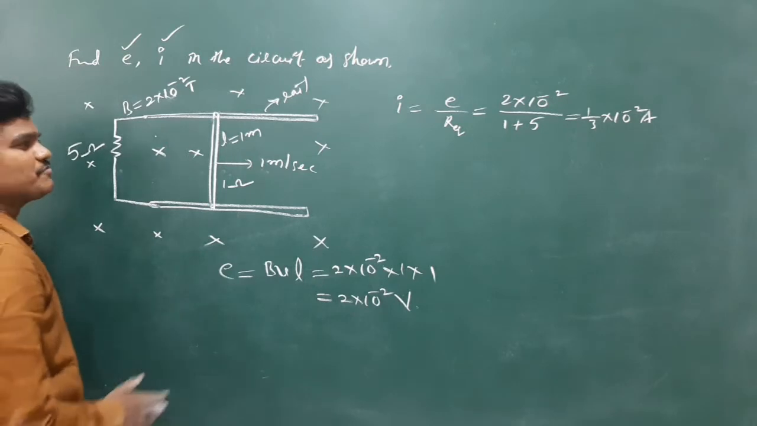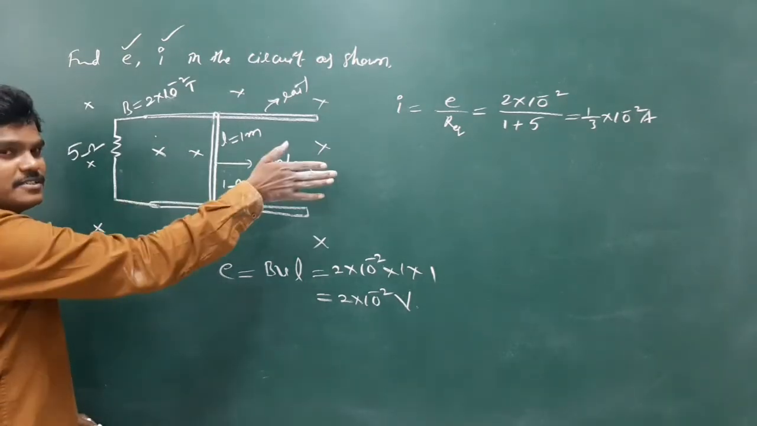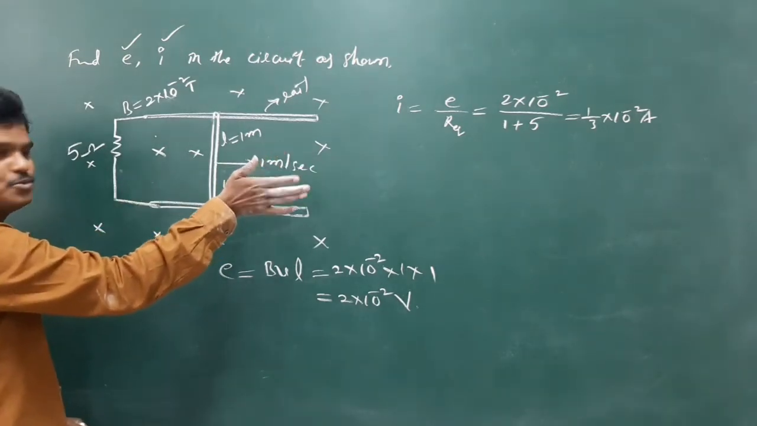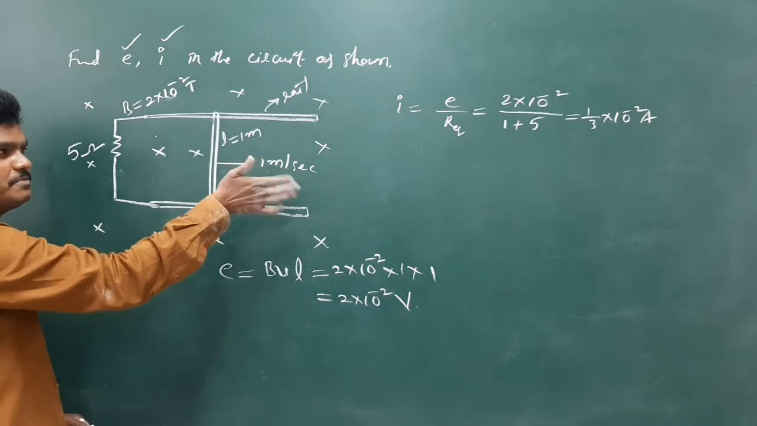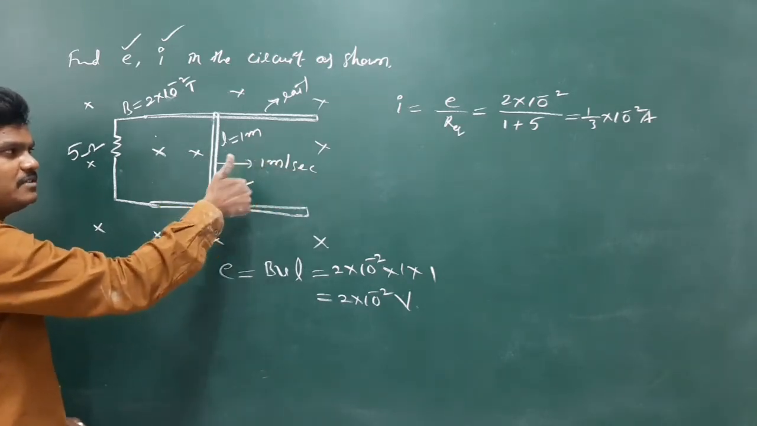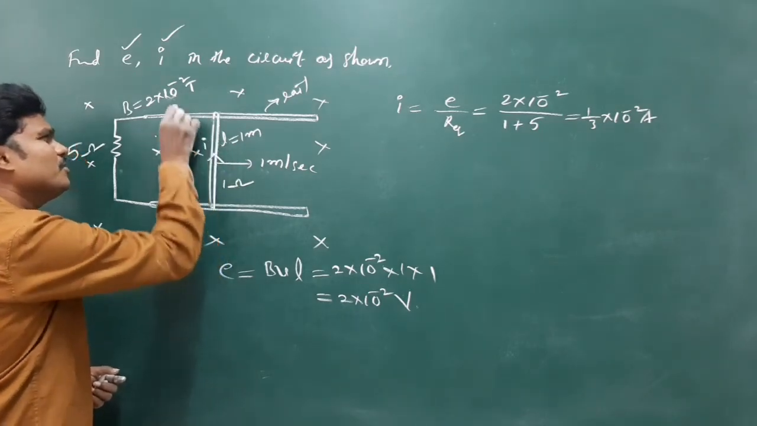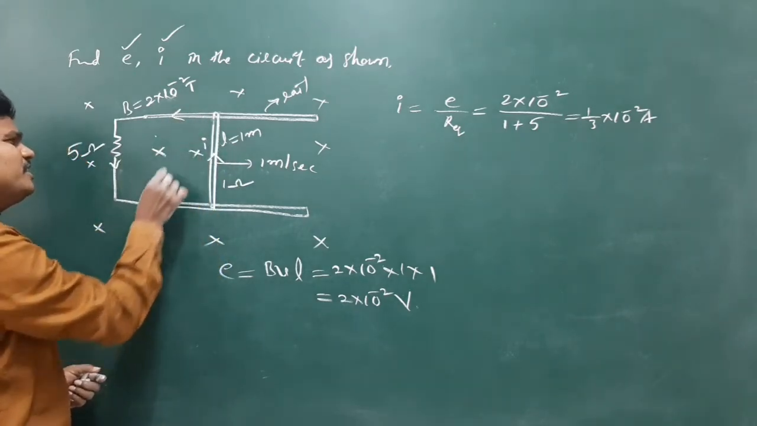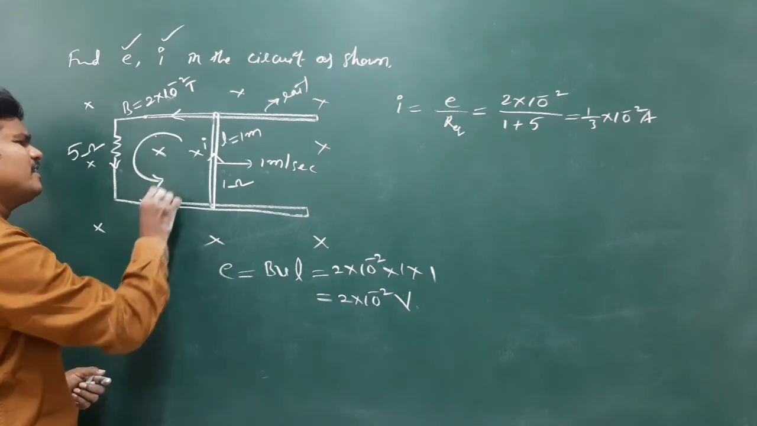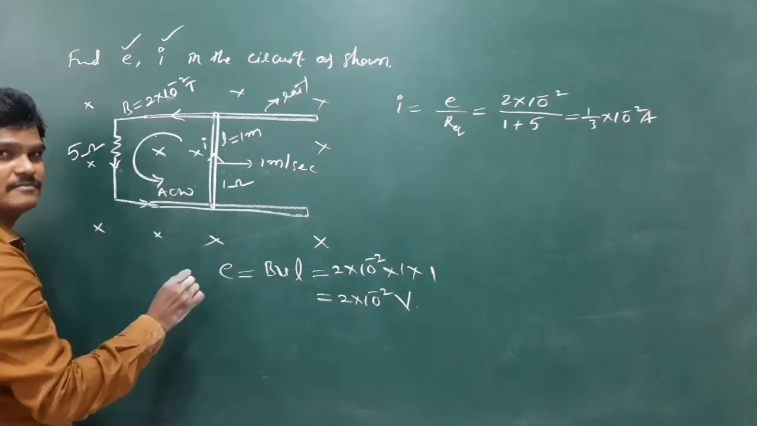And identify the direction of the current. As the rod moves like this, the field is into the board. Use the V cross B rule. V cross B. Then what is the direction of the induced current? In this direction. So here the current flow is in the anti-clockwise direction.